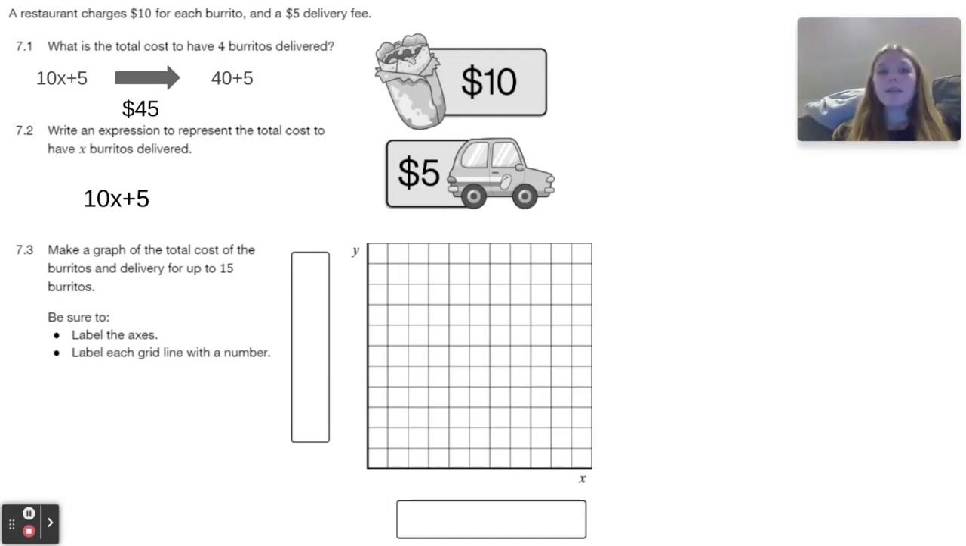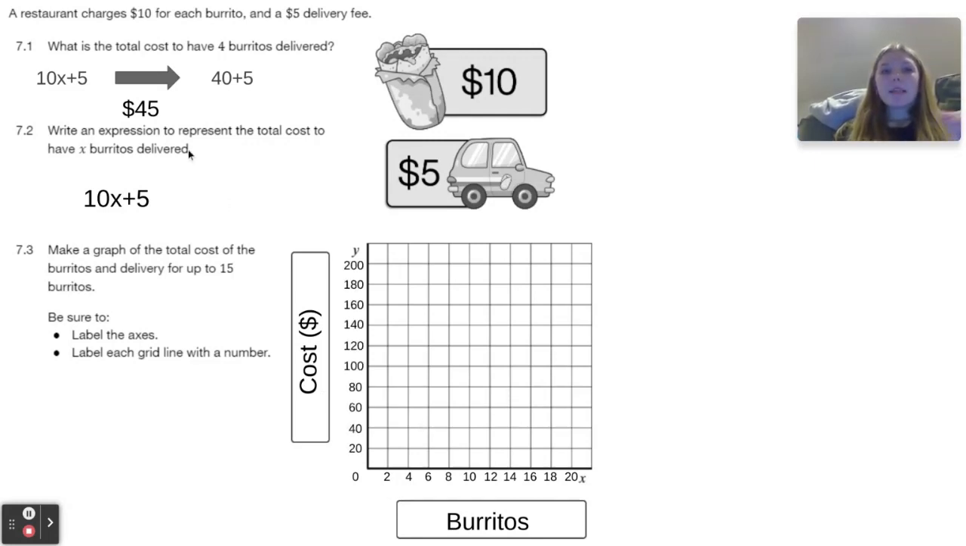Now we have to create a graph. We have to label the axis. So burritos and then cost. And cost would be on the y-axis because it's the dependent variable, because it depends on how many burritos you order. And it says we have to deliver up to 15 burritos. This is only 10 spaces here. We can count by 2s. And now for the cost, we can count by 20s, let's just say, because it's $10 per burrito.